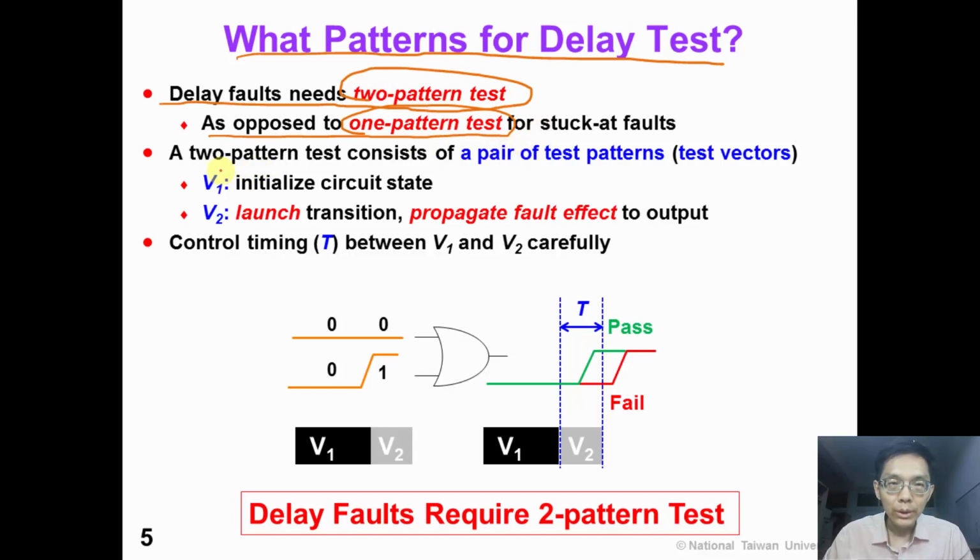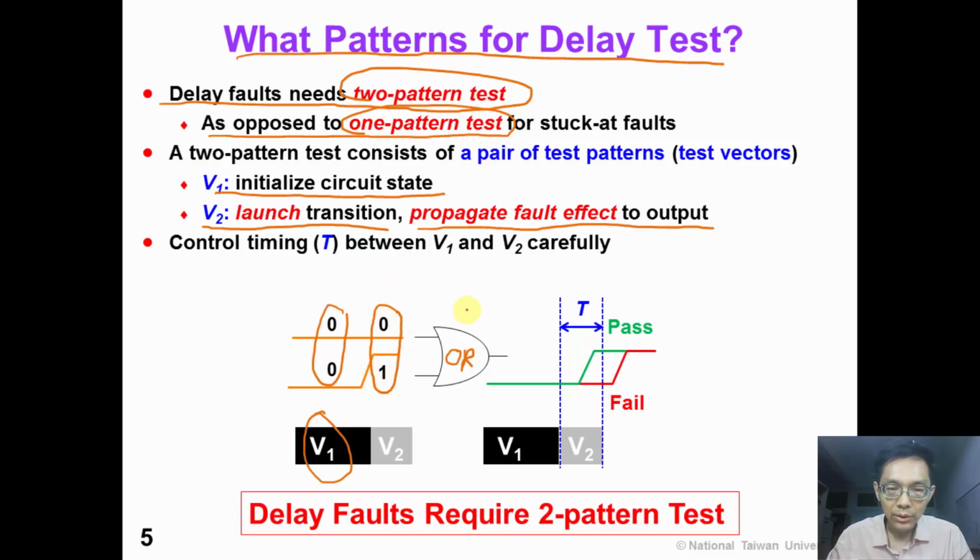In this figure, we can see that there are two patterns to detect a delay fault. Pattern V1 initializes the circuit state. For example, we apply 0, 0 to initialize this OR gate. And the second pattern V2 launches a transition and propagates the fault effect to the output to be observed. For example, we apply 0, 1 to this OR gate, which is our test pattern 2.